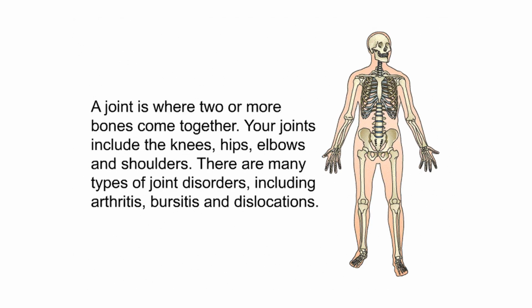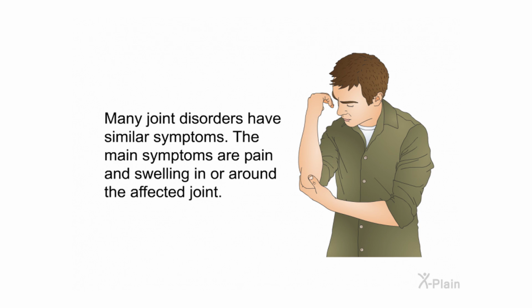Summary. A joint is where two or more bones come together. Your joints include the knees, hips, elbows, and shoulders. There are many types of joint disorders, including arthritis, bursitis, and dislocations. Many joint disorders have similar symptoms. The main symptoms are pain and swelling in or around the affected joint.